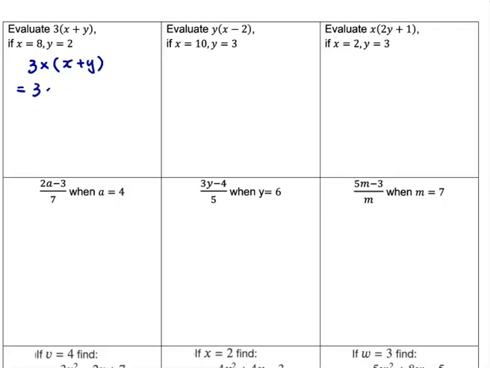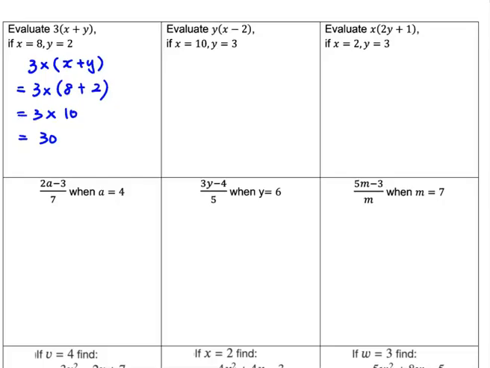Now we're going to replace or substitute each letter by the number that is given. Now remember, we follow the BEDMAS, so we have to do the brackets first. So that's 3 times 10. So therefore, the first one is 30.